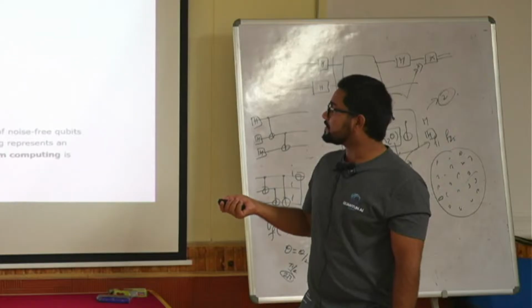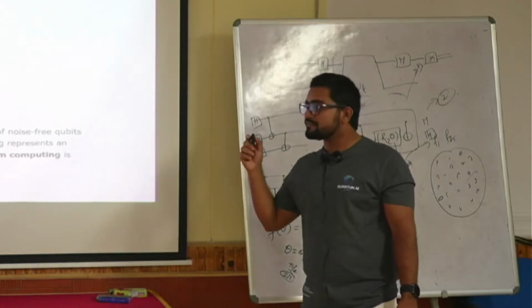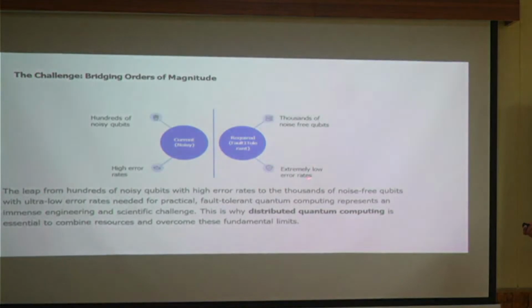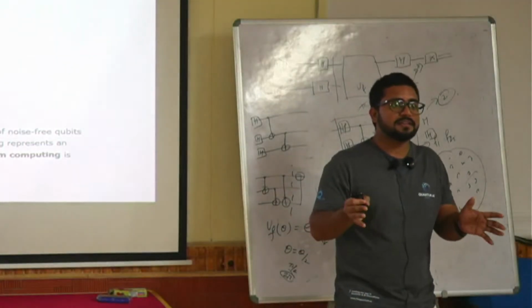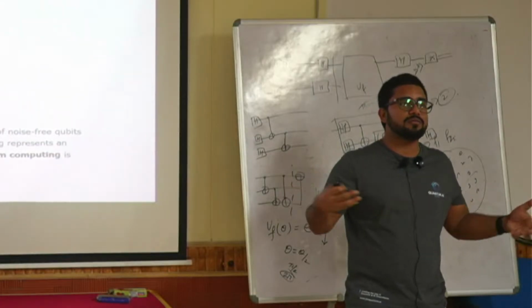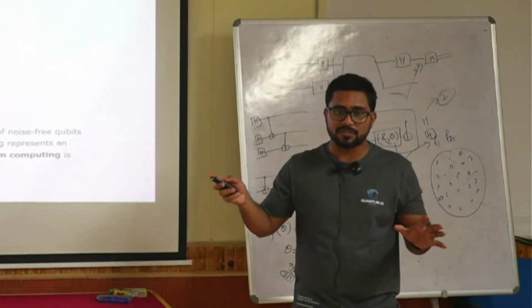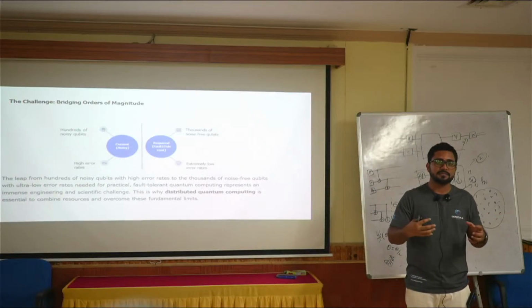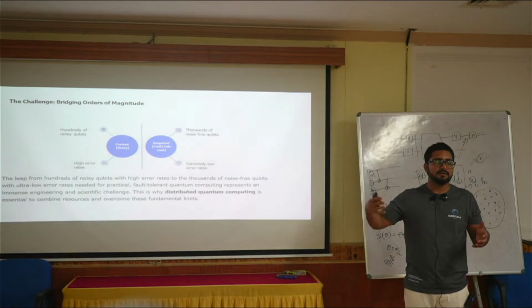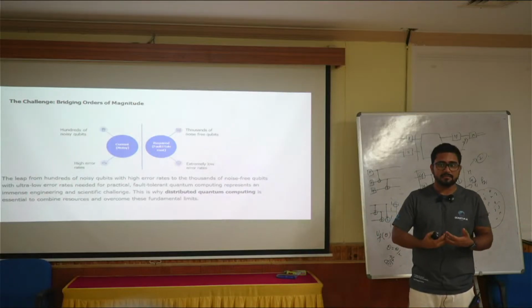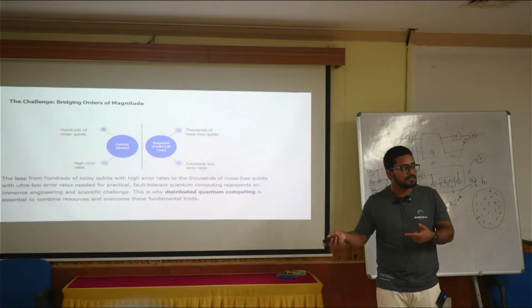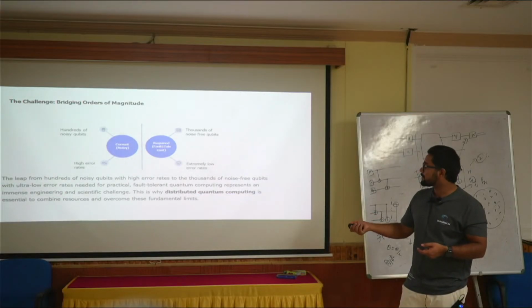Thousands of noise-free qubits and extremely low error rates are required, but presently there are only hundreds of noisy qubits and a higher error rate. So using the present systems, how can we do very high-level computing? Distributed computing can give the solution. If we can connect multiple processors, let's say 1,000 processors, with entanglement and teleportation, they can do an enormous job.